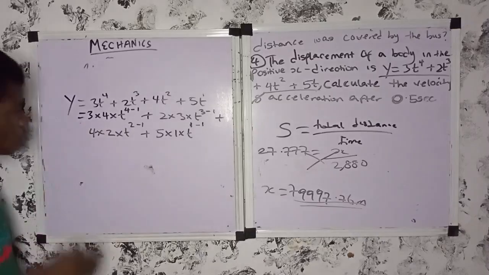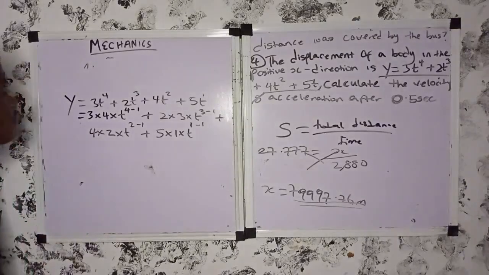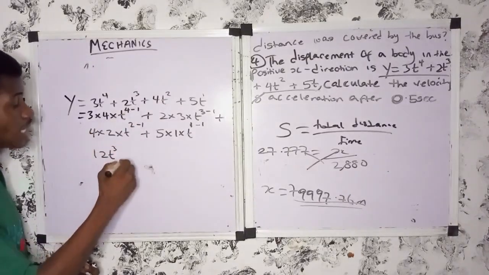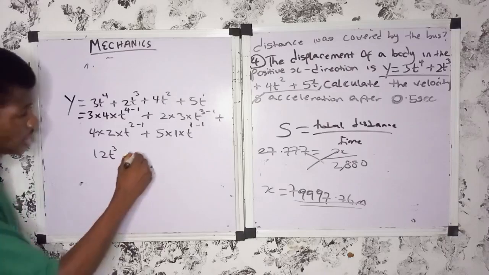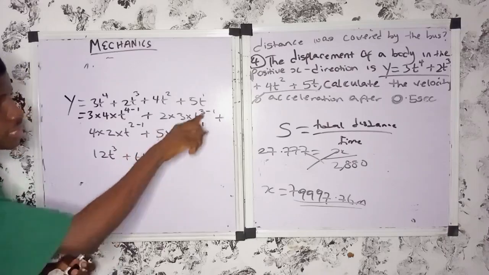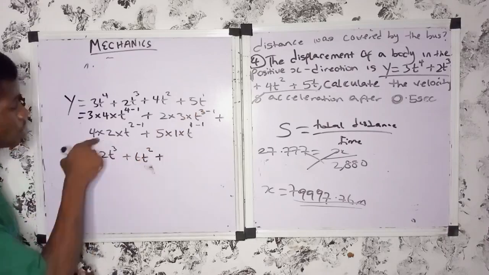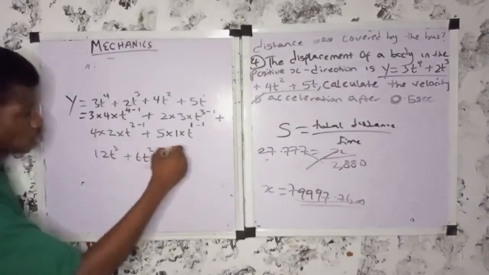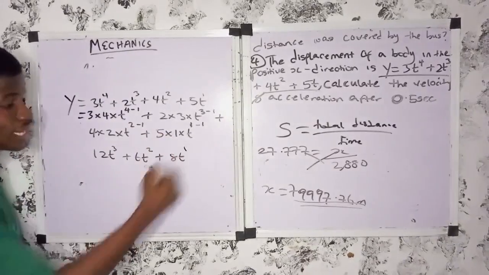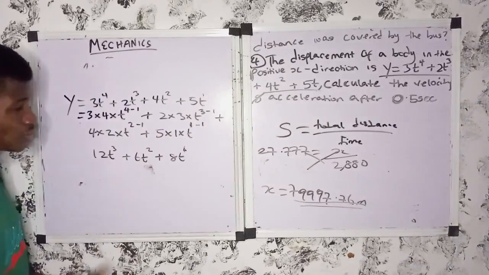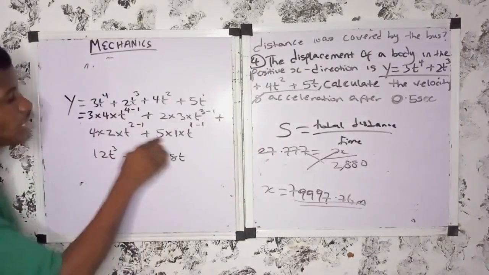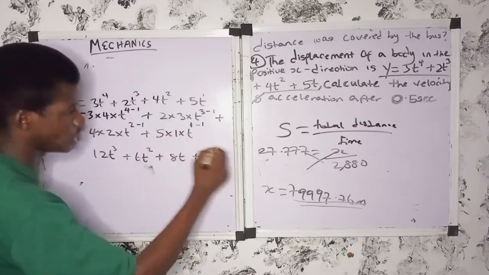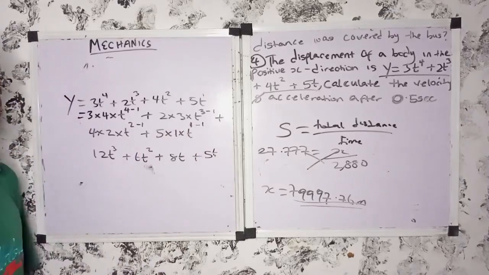So let's do it. 3 times 4 is 12, times t, that is 12t. 4 minus 1 gives us 3. Then plus 2 times 3 is 6, times t, then 3 minus 1 gives us 2. Then plus 4 times 2, that is 8, then t, 2 minus 1 gives us 1. So it will be 8t to the power 1, which is just 8t. Now 5 times 1 gives us 5, then times t, then 1 minus 1 gives us 0.